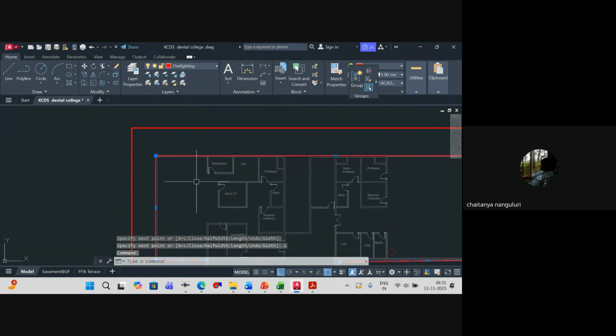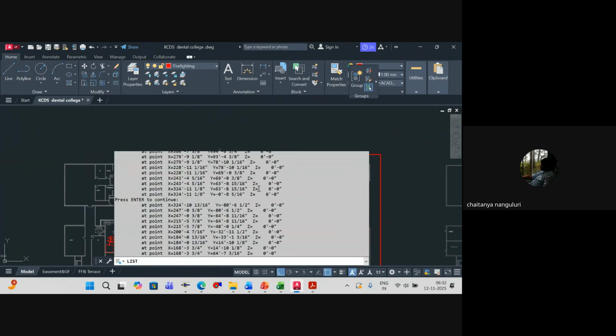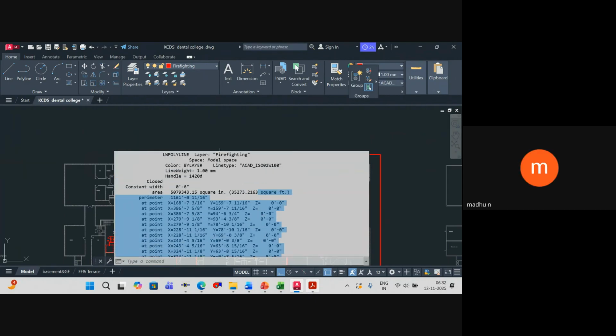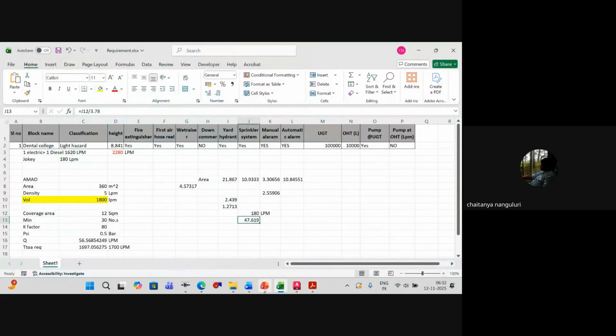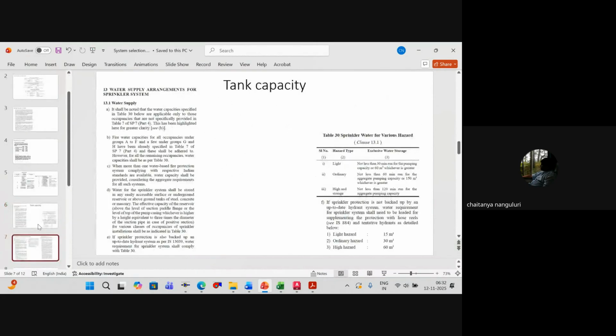So what is the area we got? 35,000 square feet we got it, right? Yeah. But in case of ordinary hazard, it's 40,000, just like 4,000 square meters, if I'm not wrong. Just a second.